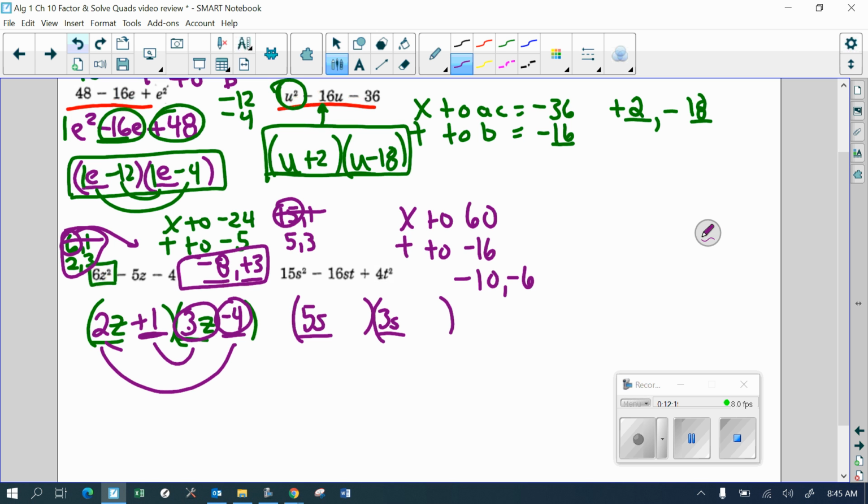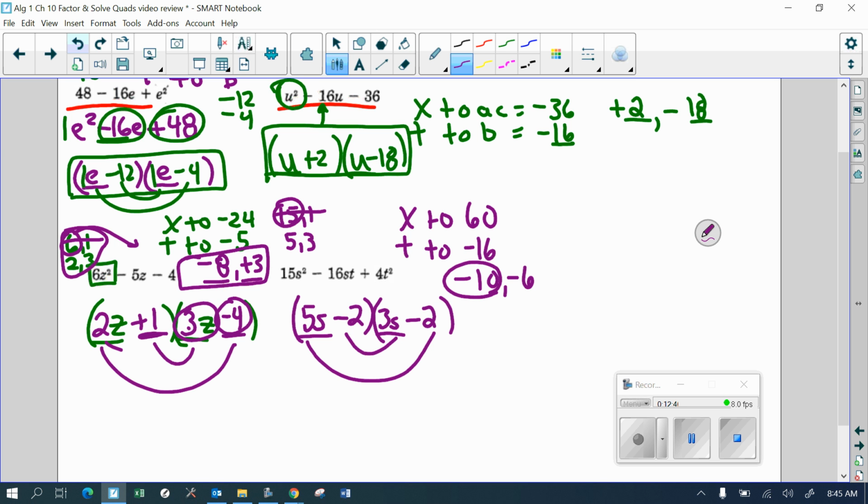Single-unit factors. Draw my two smiley faces. 5 times what gives me the -10? Because 5 times no integer is going to give me -6. So 5 is connected with the -10, and that's -2. 3 times what gives me -6? -2. And therefore it works.